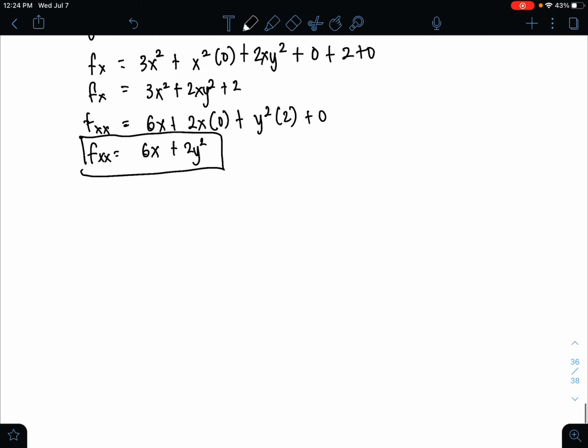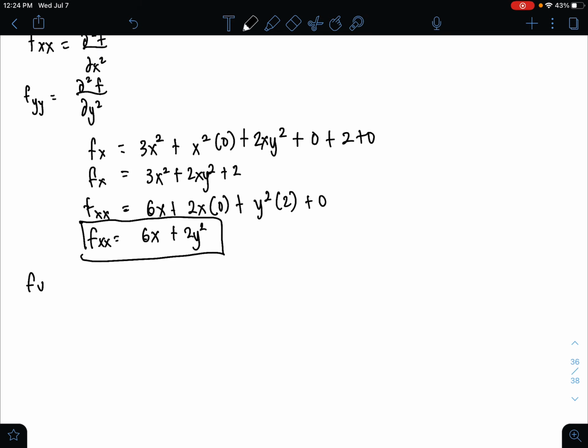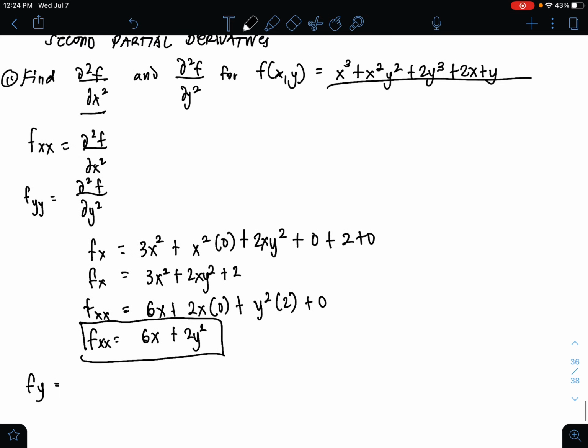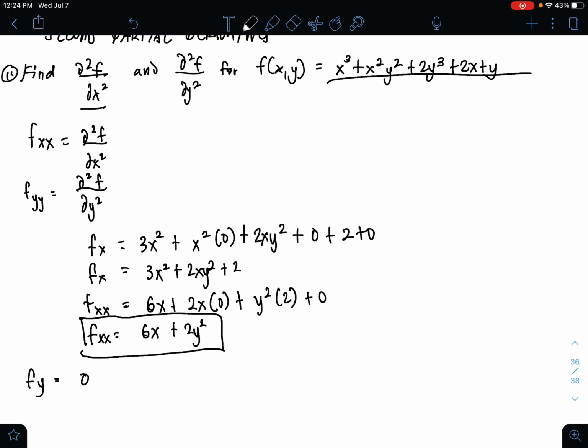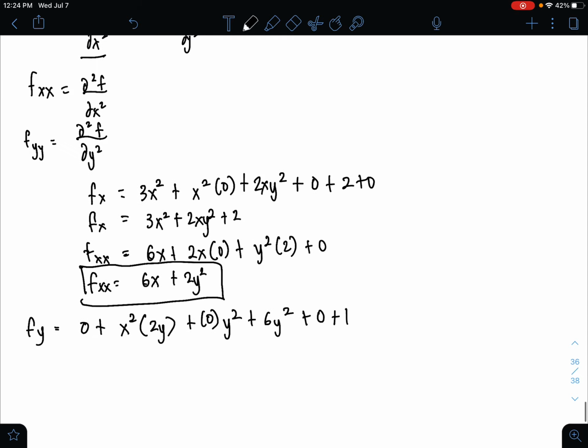Now, let's look for fyy. So, first natin kunin is si fy, and then derive natin siya with respect to y. Ganun lang. So, treat x cubed as constant plus x squared as constant. So, u dv plus v du. So, si du natin is derivative of x squared, which is constant. Okay? Plus 6y squared plus 2x is constant plus y, derivative of y, which is 1.